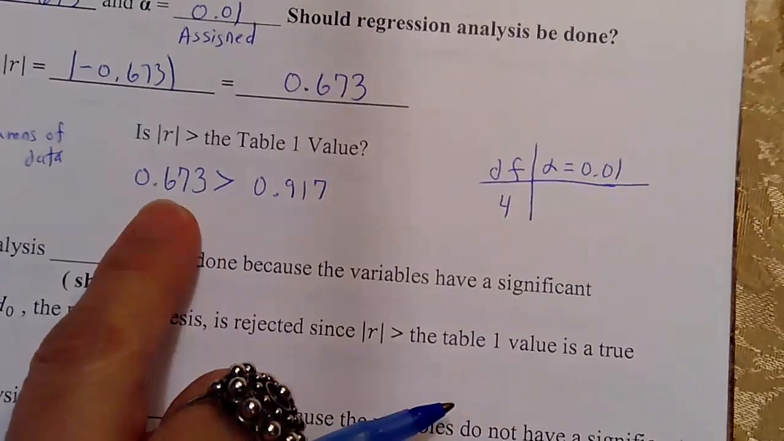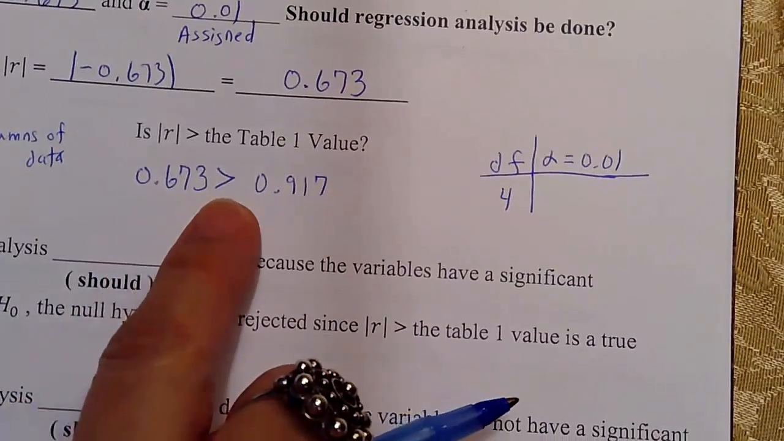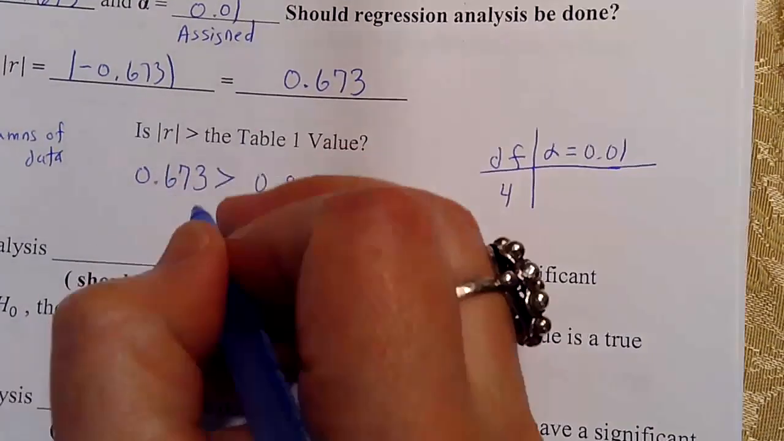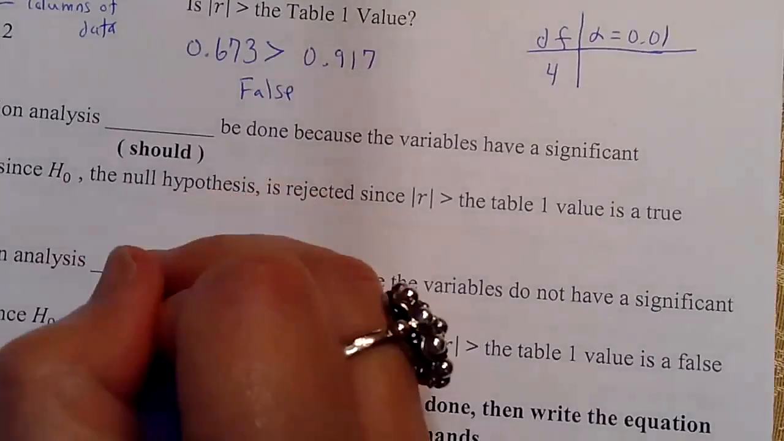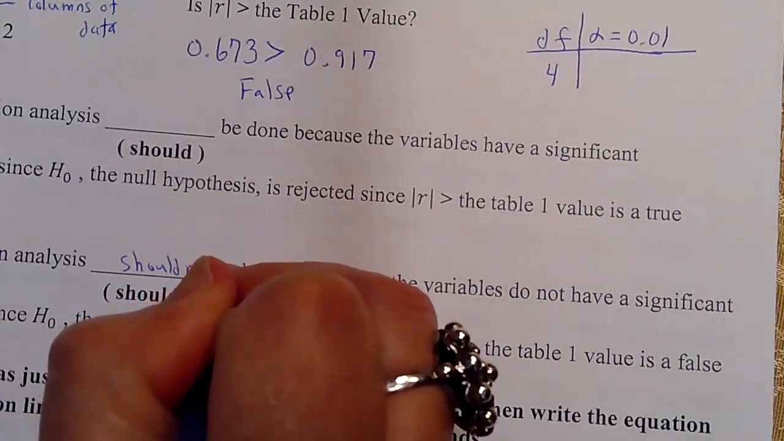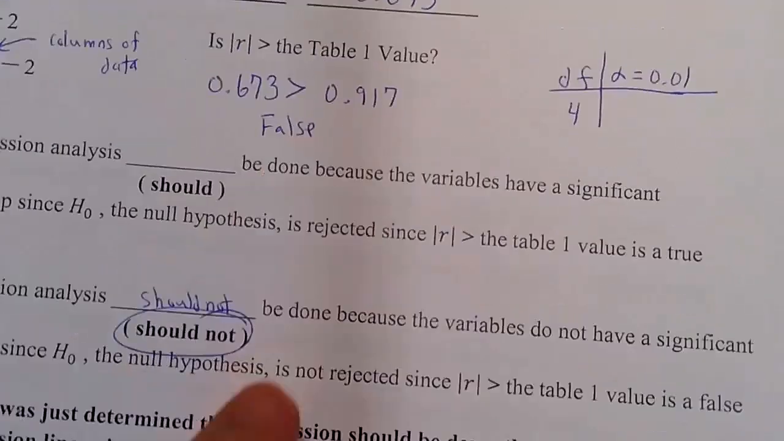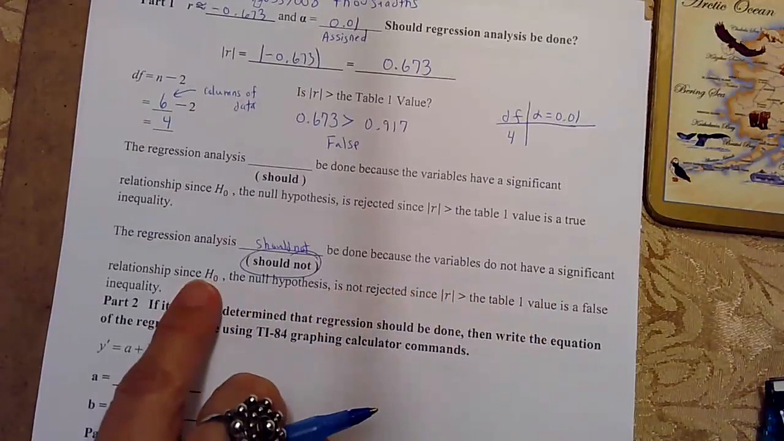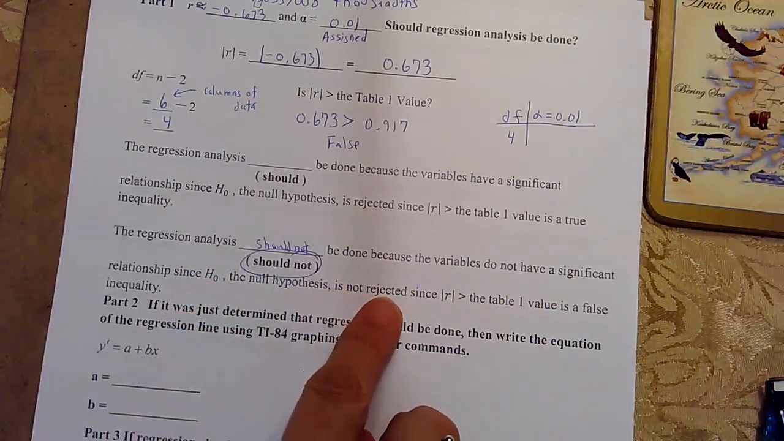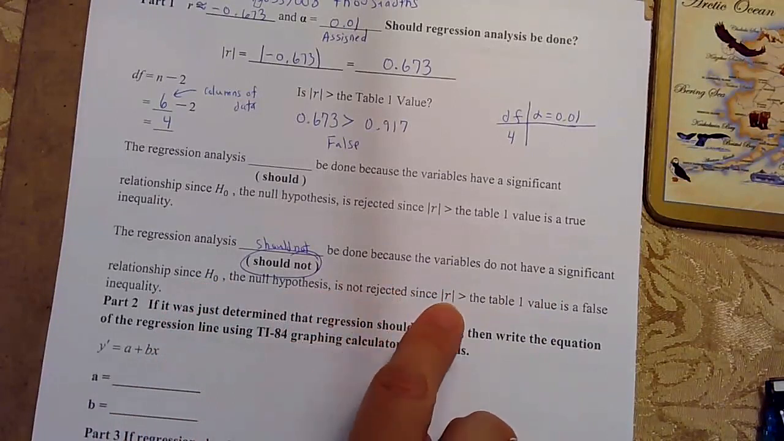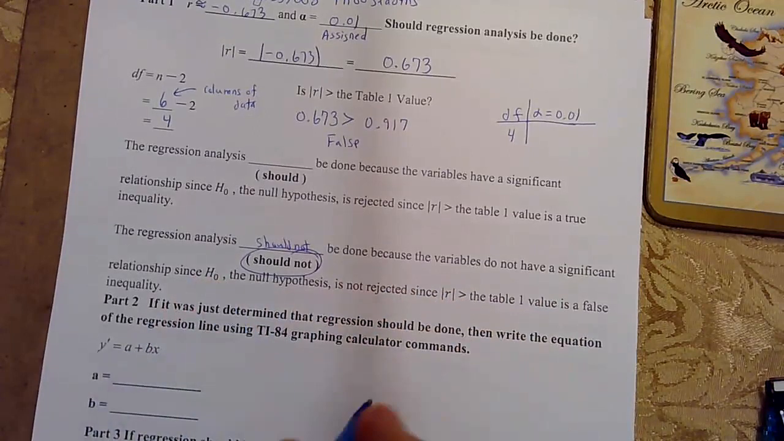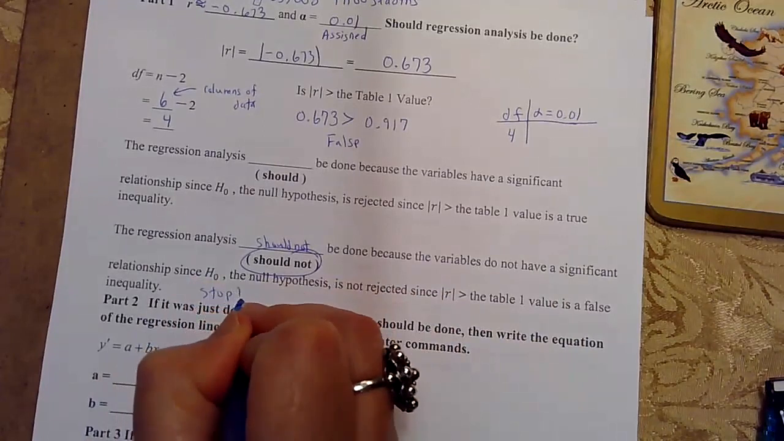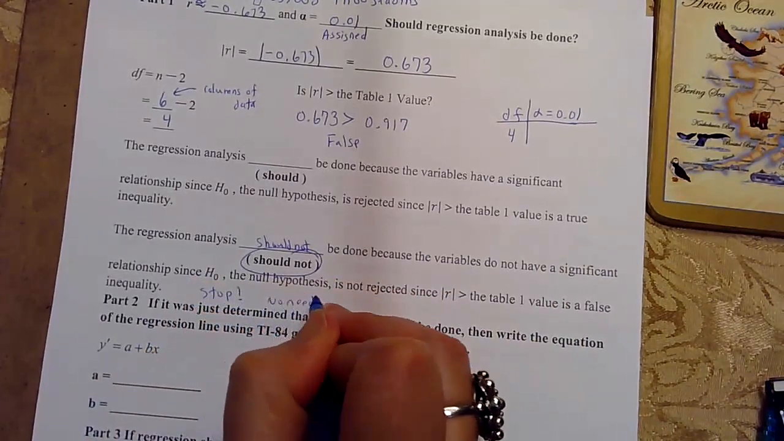And this is like 67 cents and 91 cents. Is 67 cents greater than 91 cents or like 92 cents? No, that's false. So because it's false, that means the regression analysis should not be done. Because it says the variables do not have a significant relationship since H sub zero, the null hypothesis, is not rejected. And why would you not reject it? Because that's the value R greater than the table was false inequality. Okay, so then you would just stop. No need to continue.